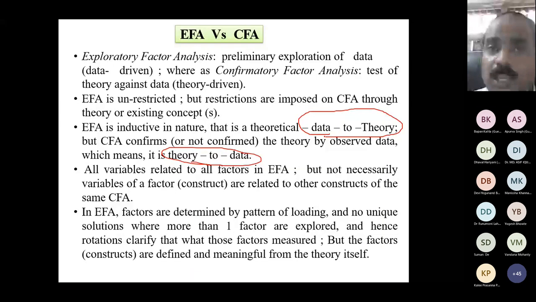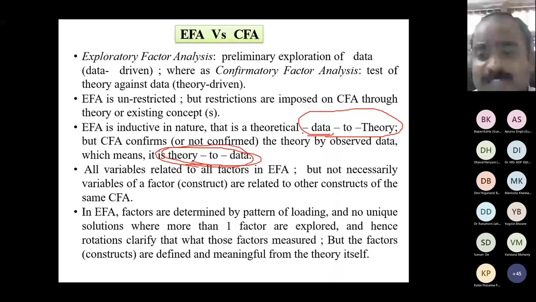You have to identify the variable or item. You have to identify the construct. Then you have to specify the relationship between variable and construct. How will you identify? How will we specify? Literature. The answer is literature, which is popularly called theory. Then, based upon the theory, I am collecting the data.